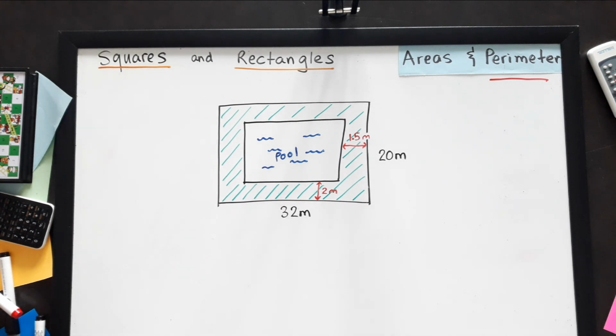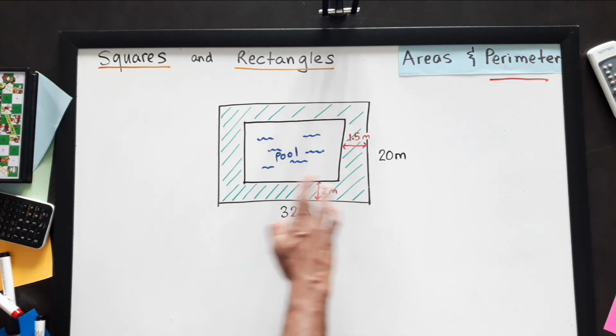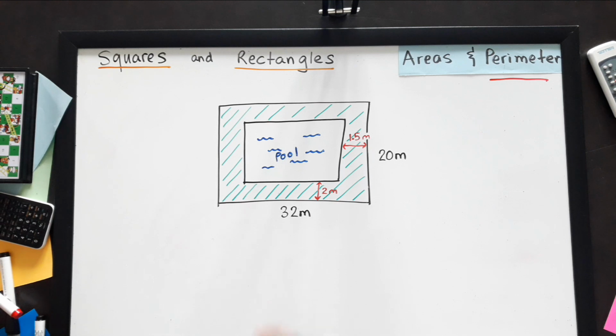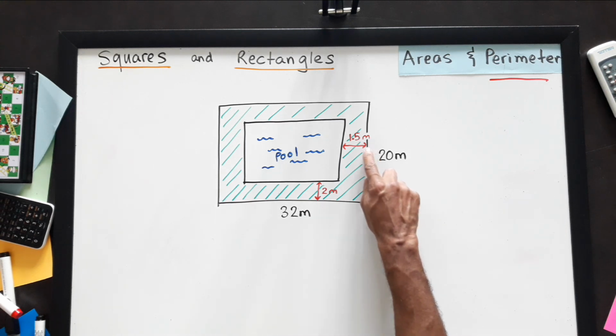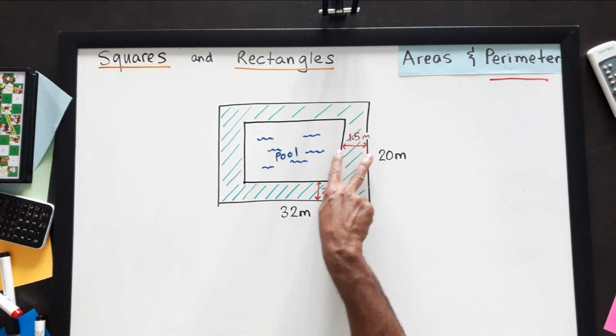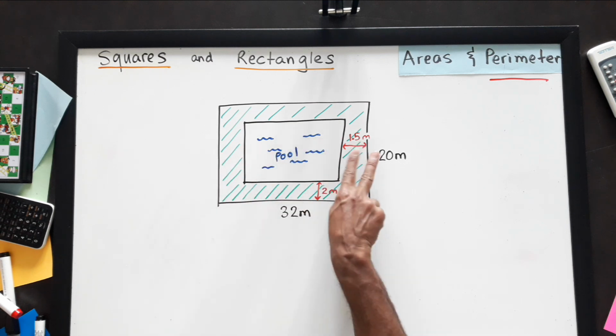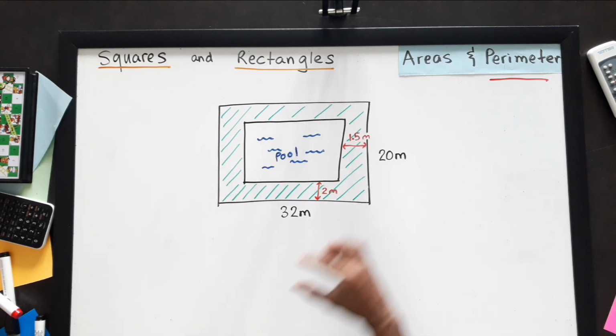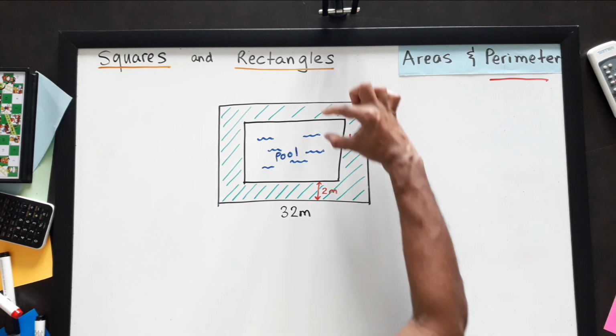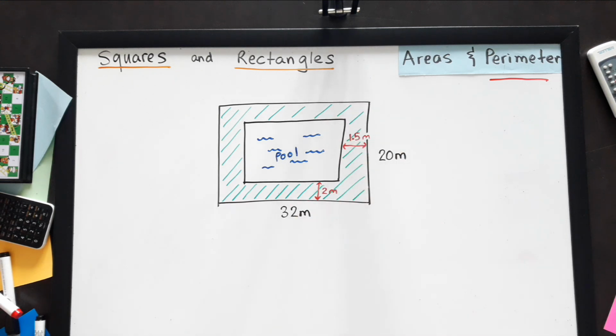Then one day they decided to dig the garden and put a pool. Now obviously the pool is fitting inside of the garden, so it's smaller than the actual garden. And the distance from here to here is 1.5. We're going to assume it's symmetrical. So if here is 1.5, over here is 1.5. And if here is 2, over here is 2.